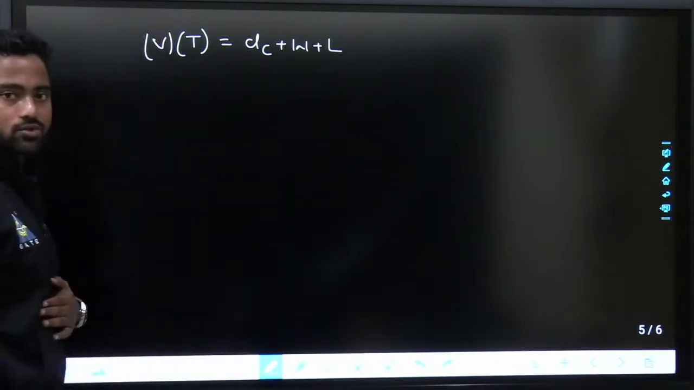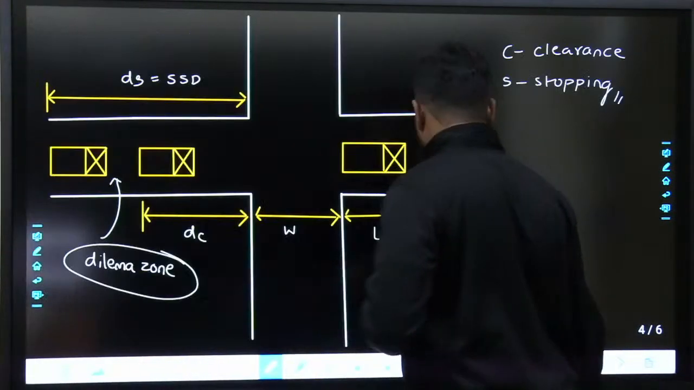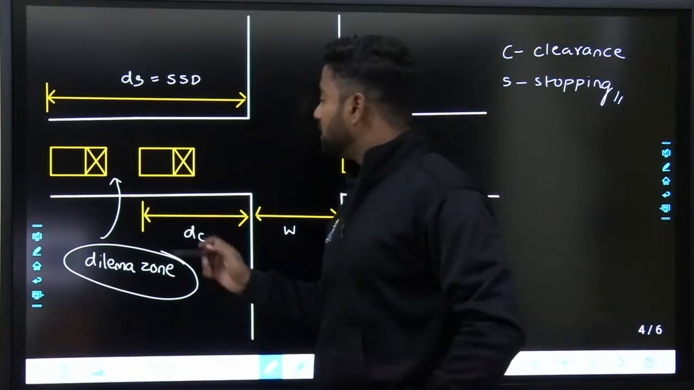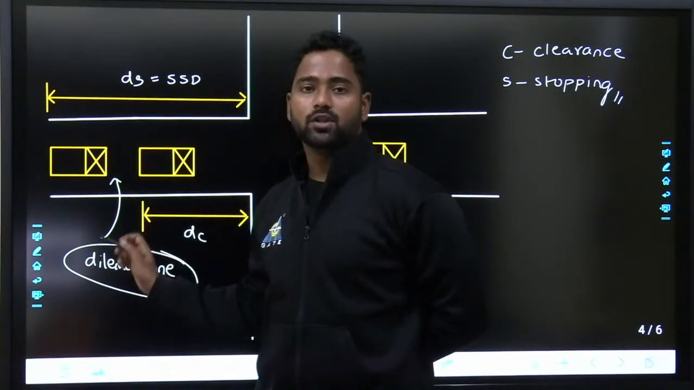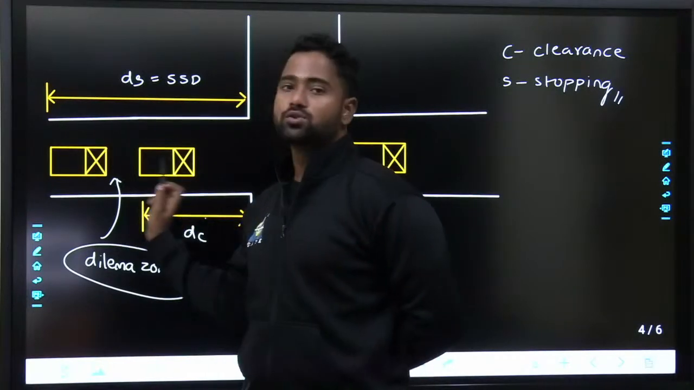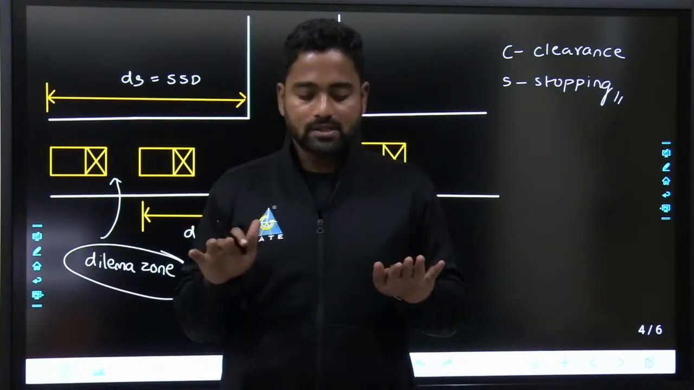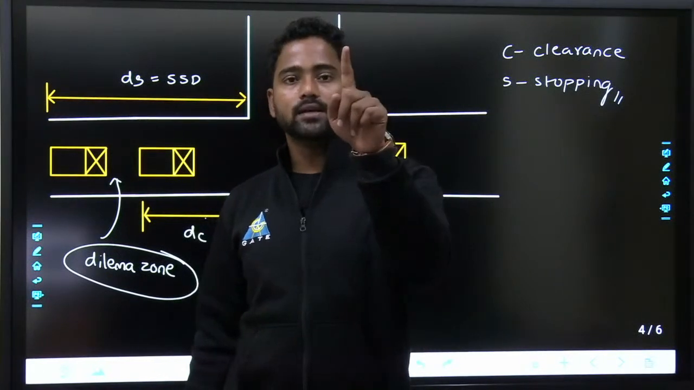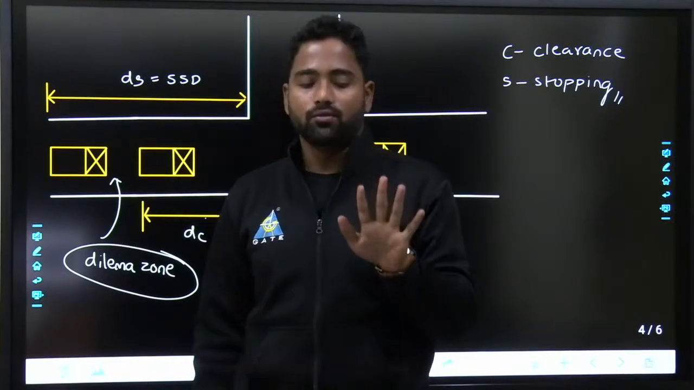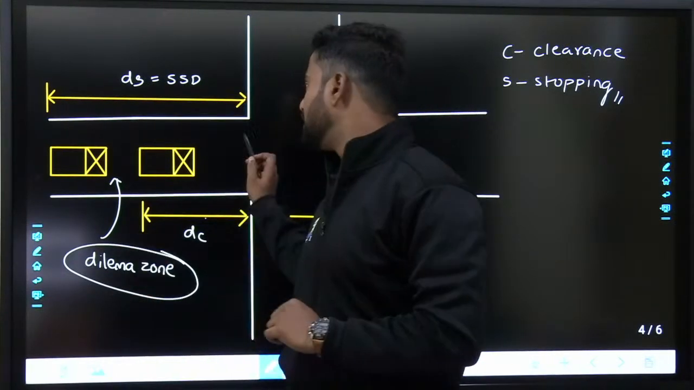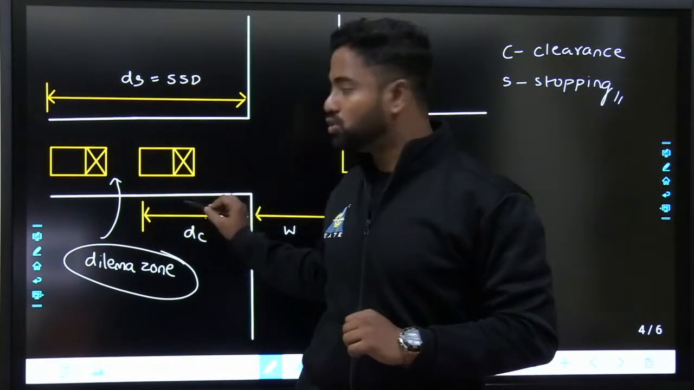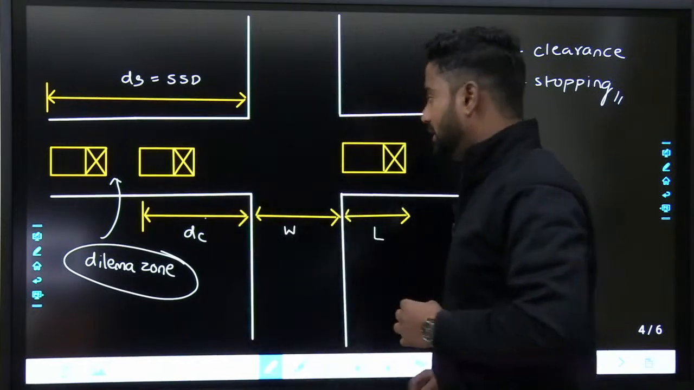This total distance is to be traveled, and the idea is that there should not be any dilemma zone. There should not be any dilemma zone means that DC should be equal to DS. That means you should be in such a position that when you see this amber color, if you accelerate, you will clear the intersection. If you apply the brakes, you will stop before the intersection. So, in order to avoid the dilemma zone, DC must be equal to DS, right.